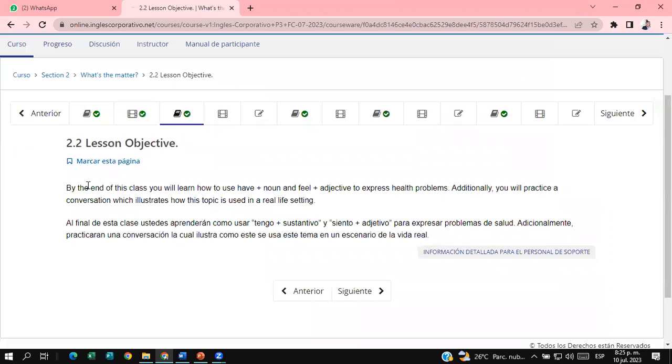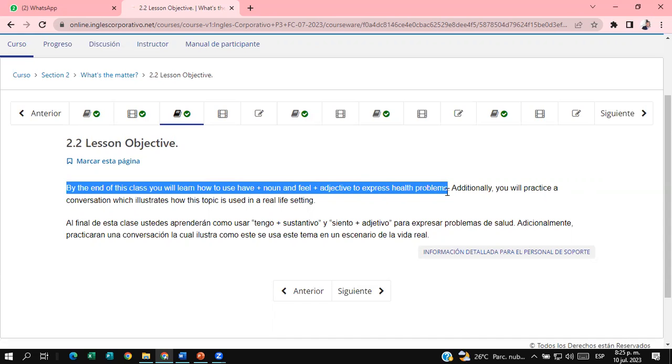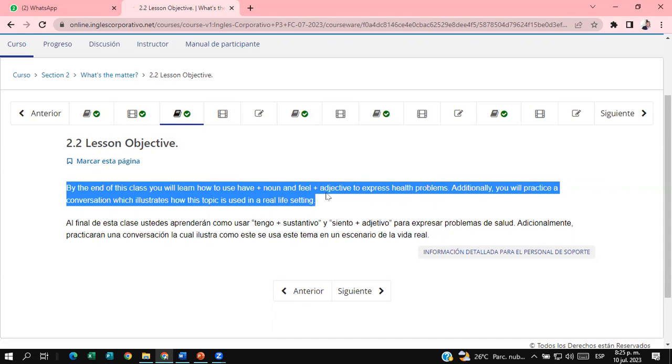Okay, let me read this objective. It says, by the end of this class, you will learn how to use have plus noun and feel plus adjective to express health problems. Additionally, you will practice a conversation which illustrates how this topic is used in a real life setting. Let me go ahead and play it.